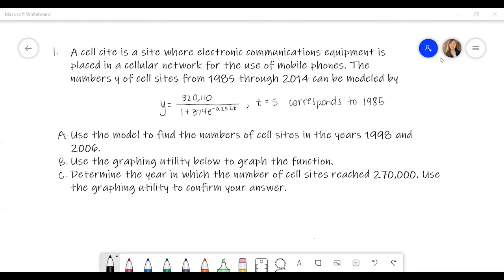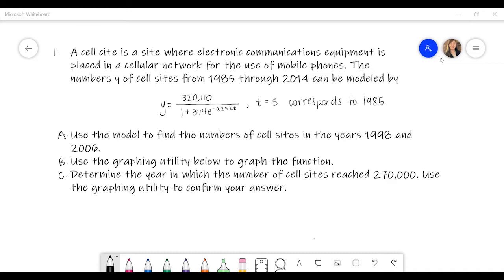Use a graphing utility, which I will let you do below, to graph the function. It's just plugging that in. You can use the GeoGebra link on the previous page. There's nothing wrong with that. That's why it's there. And then determine the year where the cell sites reach 270,000 and use your graphing utility to confirm that they're about the same.